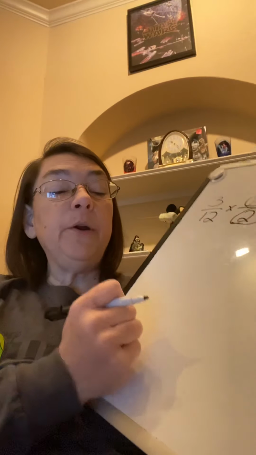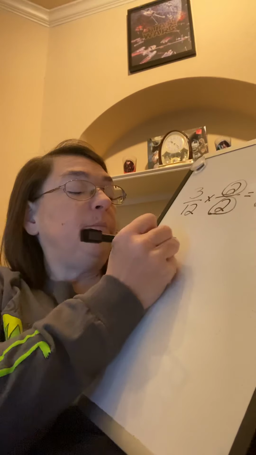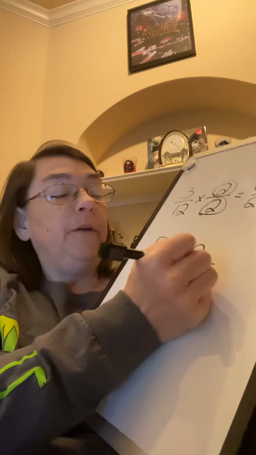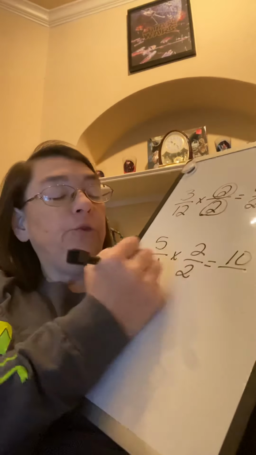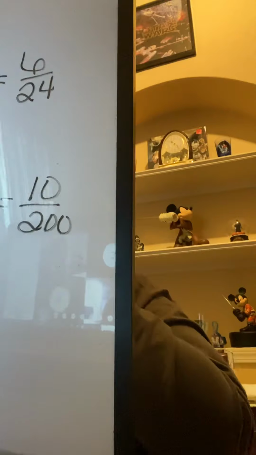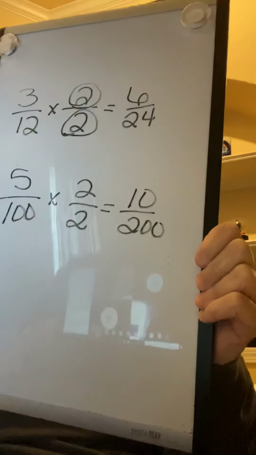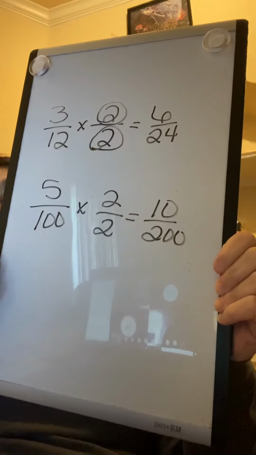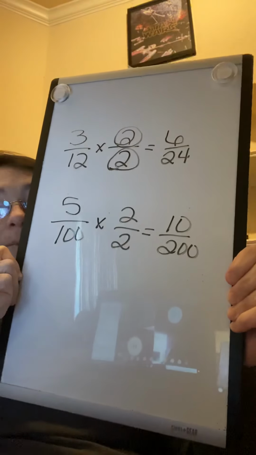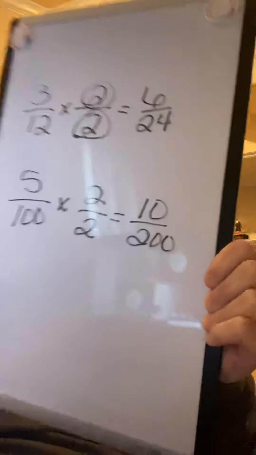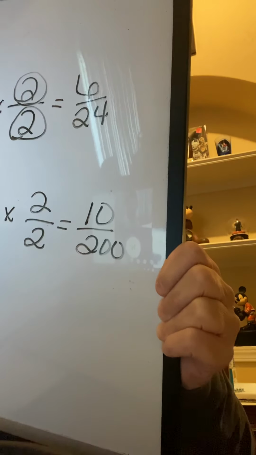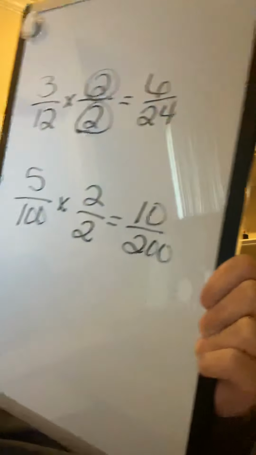All right. Number 12, you had 5 over 100. I multiplied by 2 over 2. 5 times 2 is 10. 2 times 100 is 200. Miss Blackmon, for number 10, did you go over that one? Yeah, it's the first one on the board here. Okay, because I got confused, I thought you were talking about number 7.